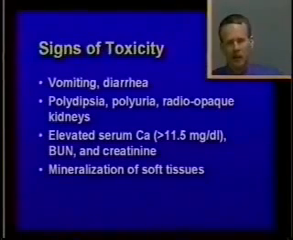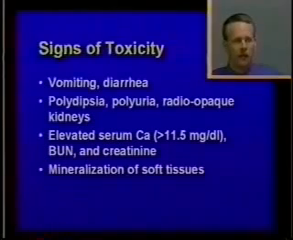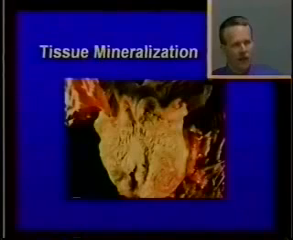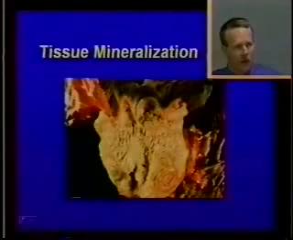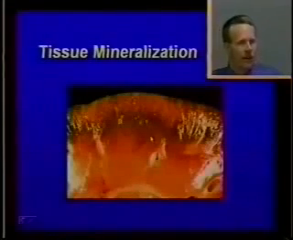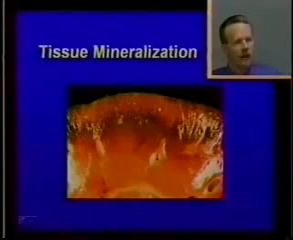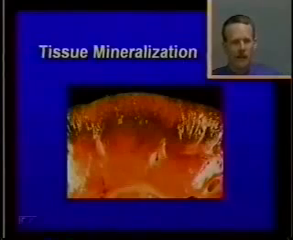Upon necropsy of animals that have been poisoned with vitamin D, you will typically see a mineralization of some of the soft tissues of the body. This is an example of mineralization of the heart. You can see that the tissue has become calcified. And this is an example of a kidney, and you can see nodules of calcification occurring in the kidney of this animal, also following ingestion of vitamin D.